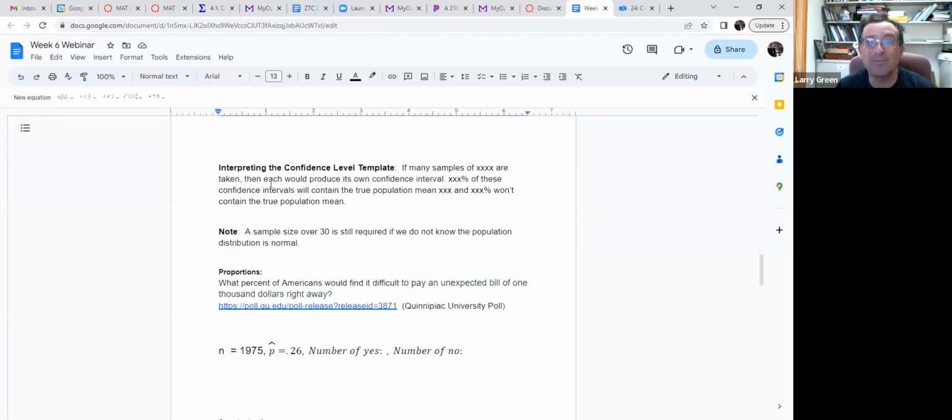And then I also have a template for interpreting the confidence level. And that is: if many samples of however many, in this case we had 4, are taken, then each would produce its own confidence interval. And then whatever percent, like 95%, of these confidence intervals will contain the true population mean of whatever we had. And in our case, 5% won't contain the population mean. Any questions on that?